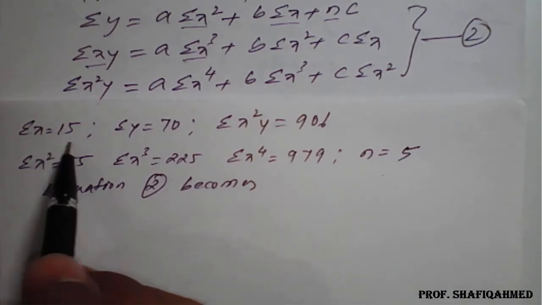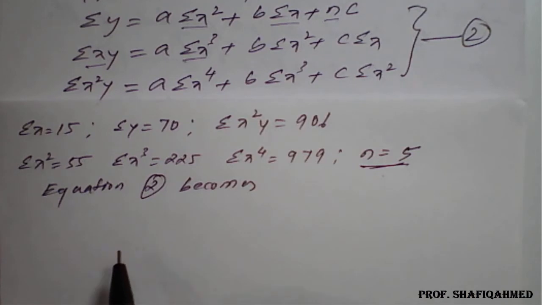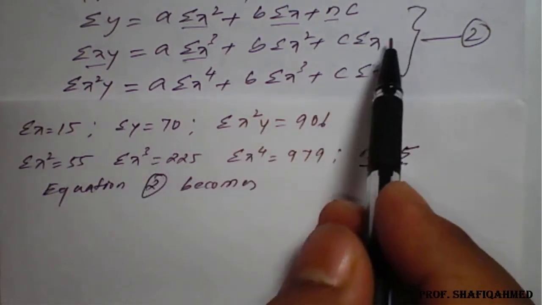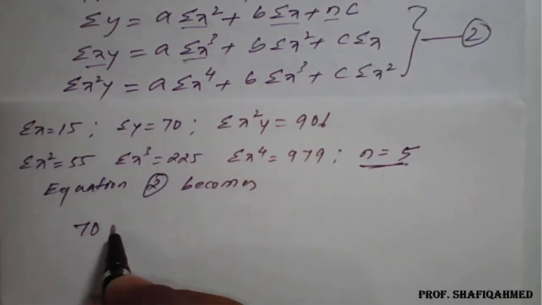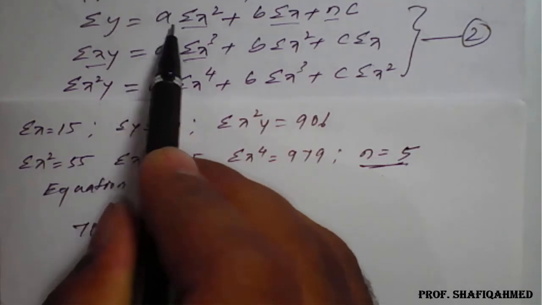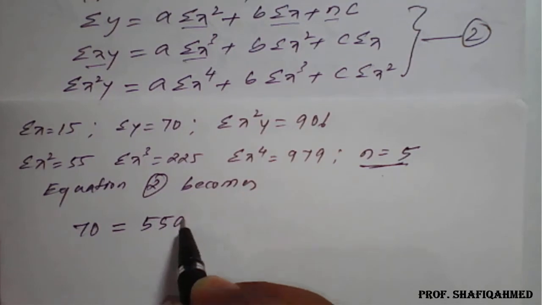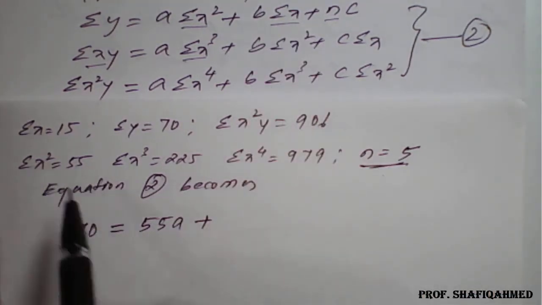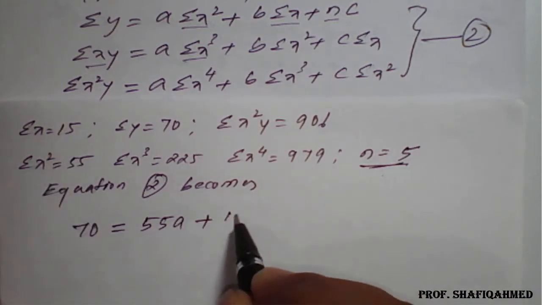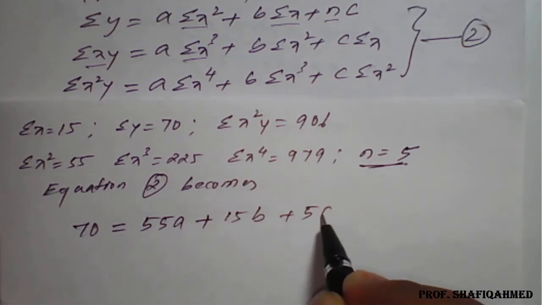Now I have recollected all the summations once again. We know the value of n is 5 here, meaning the count of data values is 5. So these values will be applied in equation number 2. Summation y is 70, equal to a, the constant, times summation of x square, which is 55, so 55a, plus b into summation of x, which is 15, so 15b, plus n value 5, so 5c.